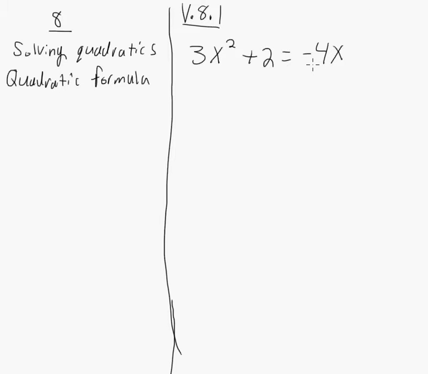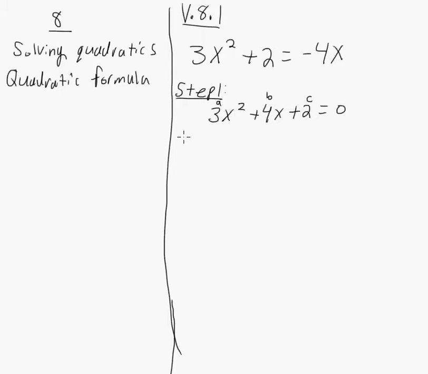The first thing we need to do is rearrange the terms so that the equation reads ax squared plus bx plus c equals 0. To do that, I need to move this negative 4x over by adding 4x to both sides. So, step 1, add 4x to both sides. I have 3x squared plus 4x plus 2 equals 0. Alright, so this is my a, this is my b, and this is my c.